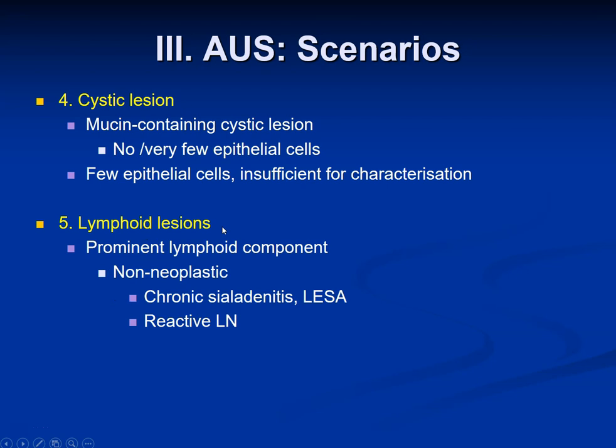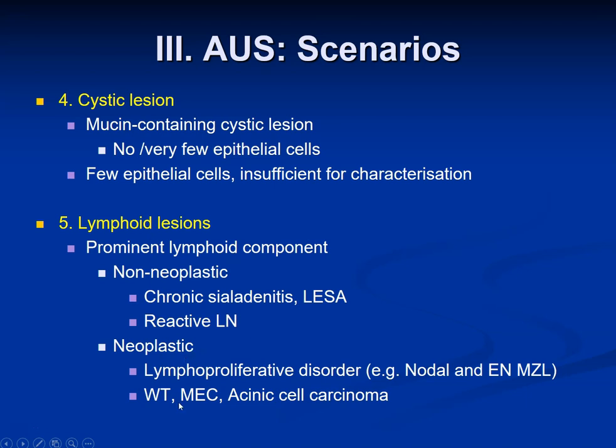Lymphoid lesions are also particularly challenging. If there is a prominent lymphoid component, this could actually be due to just simple chronic inflammatory lesions, or perhaps a lymph node within the salivary gland or close to the salivary gland that is sampled. However, of course, lymphoid-rich lesions could also be due to lymphoproliferative disorders, whether they are in intrasalivary gland nodes or even involving the salivary gland, such as MALT lymphoma. Or they can be due to tumors with a prominent lymphoid background, such as Warthin, mucoepidermoid, or acinic cell carcinoma. So there's a whole range of benign and malignant entities which can be lymphoid rich.